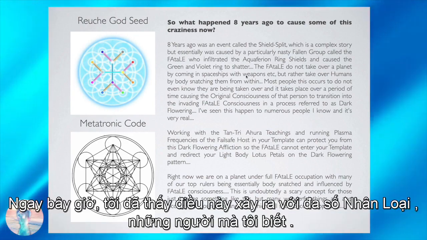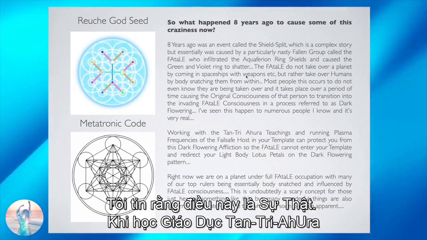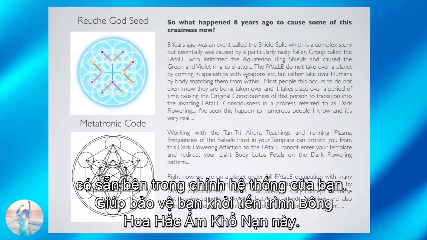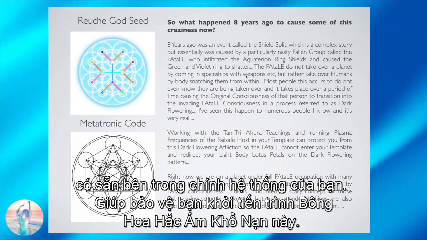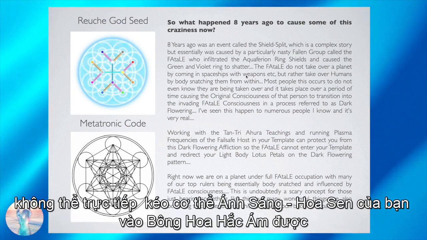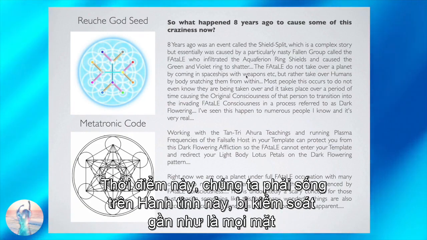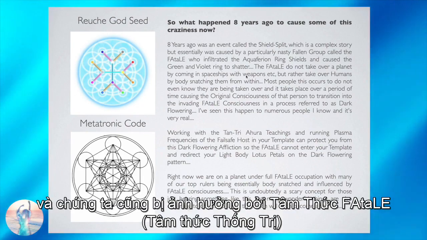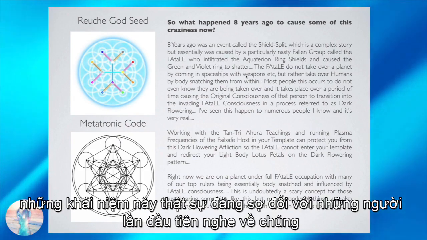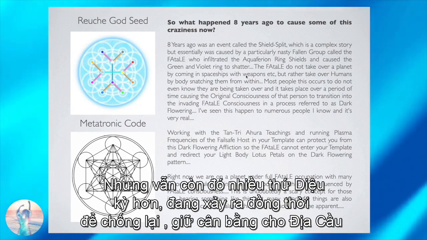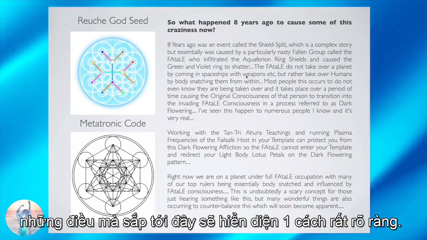Now, I've seen this happen to numerous people I know, and believe me, it's very real. Working with the Tantriora teachings and running plasma frequencies of the failsafe host in your template can protect you from this dark flowering affliction, so the Fatally cannot enter your template and direct your light body lotus petals onto the dark flowering pattern. Right now we're on a planet under full Fatally occupation, with many of our top rulers being essentially body snatched and influenced by Fatally consciousness. This is undoubtedly a scary concept for those just hearing something like this for the first time, but many wonderful things are occurring simultaneously to counterbalance this, which will soon become apparent.